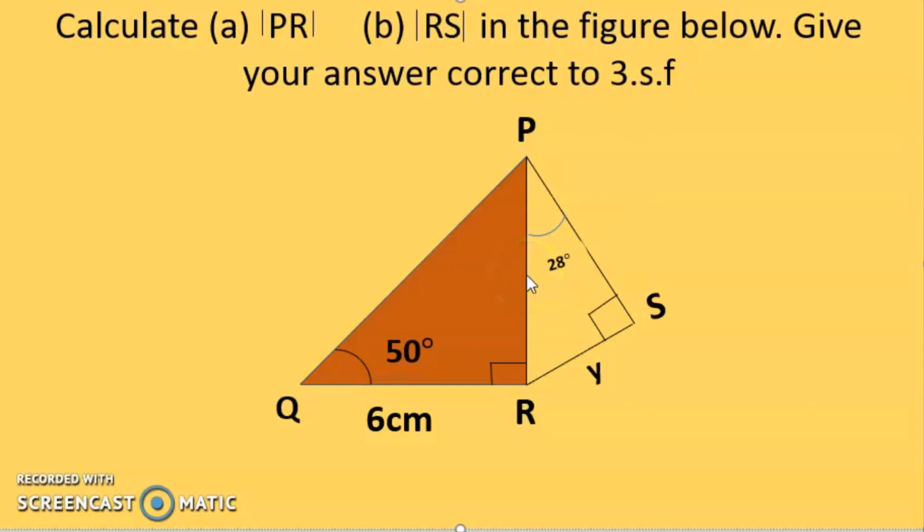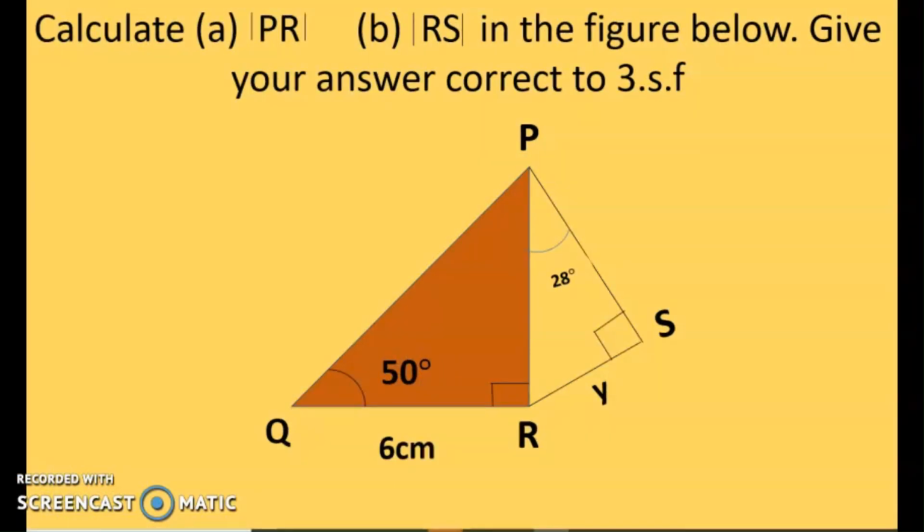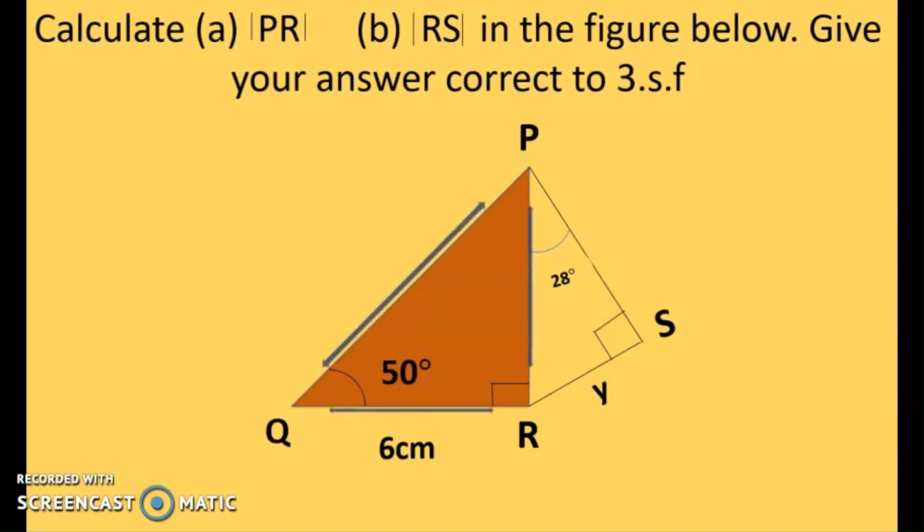Now, as we solve this problem, I want us to realize that we are having 2 triangles in one. What are the triangles? The first triangle is triangle PQR. This is the first triangle we are having in this diagram, and it is right angled at point R.